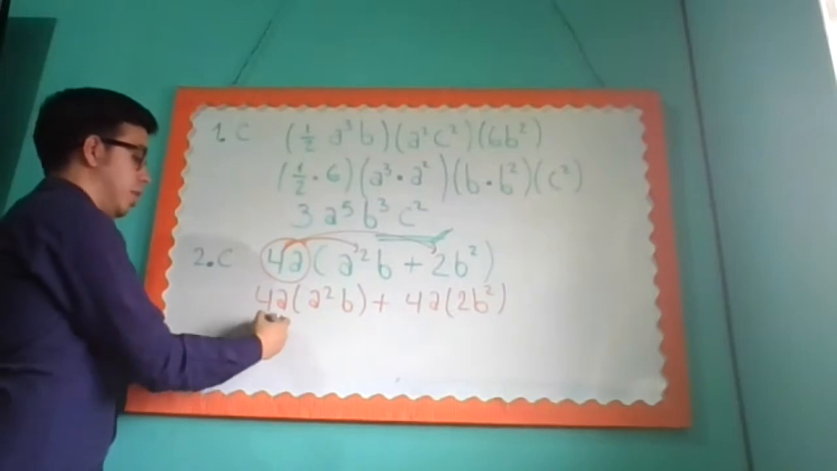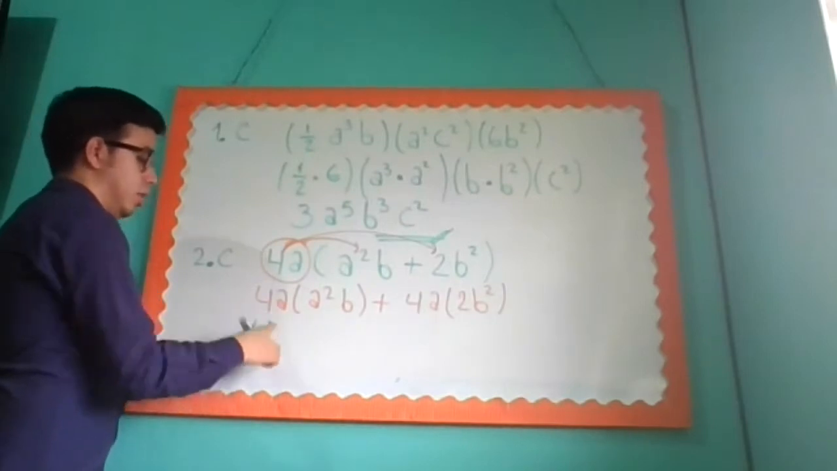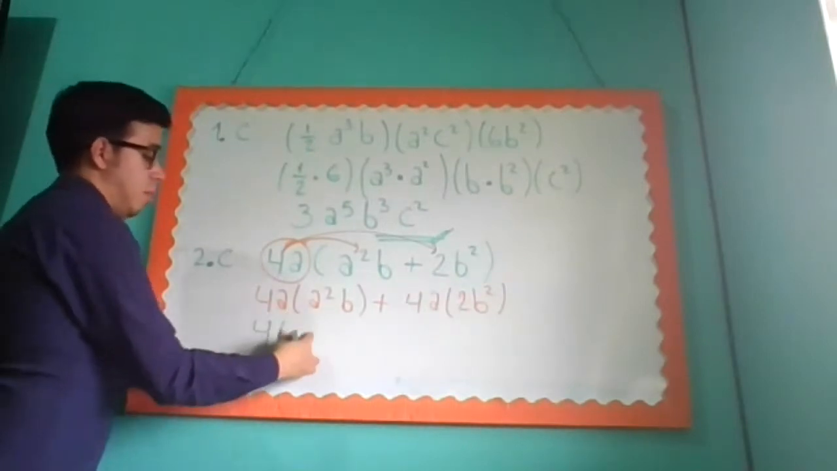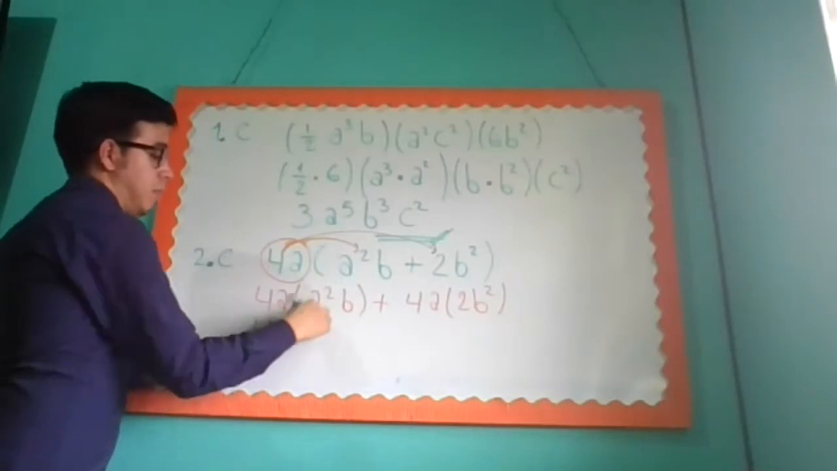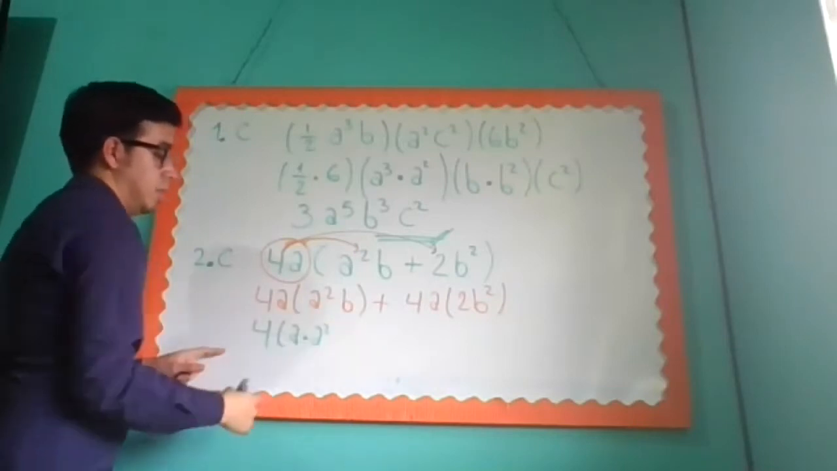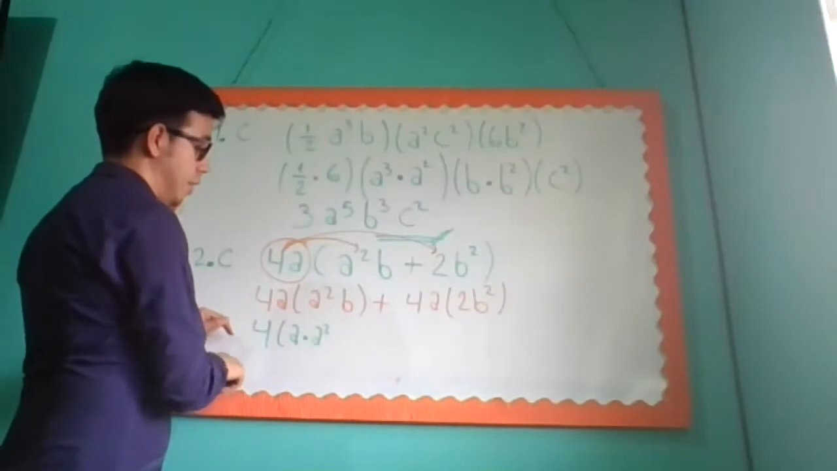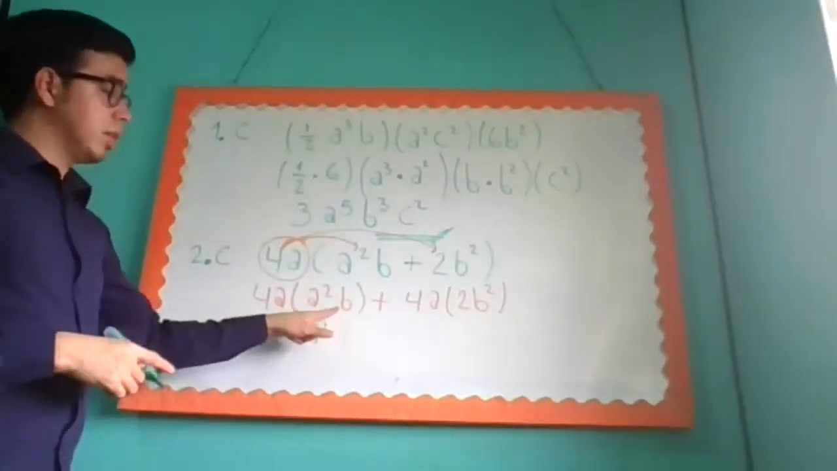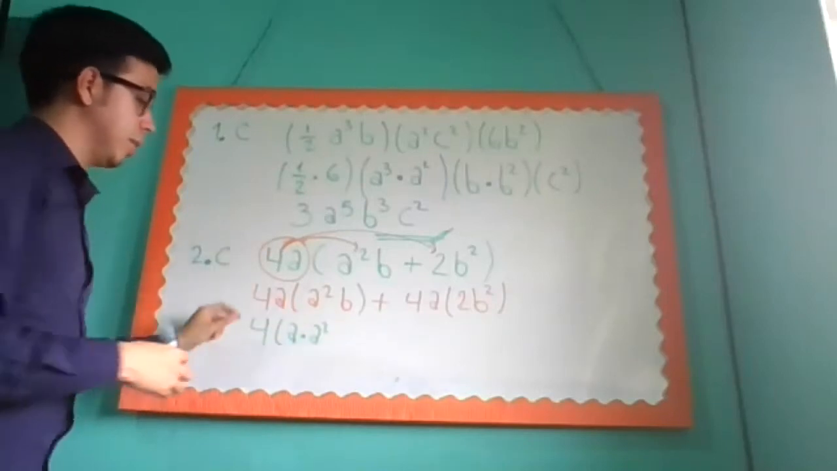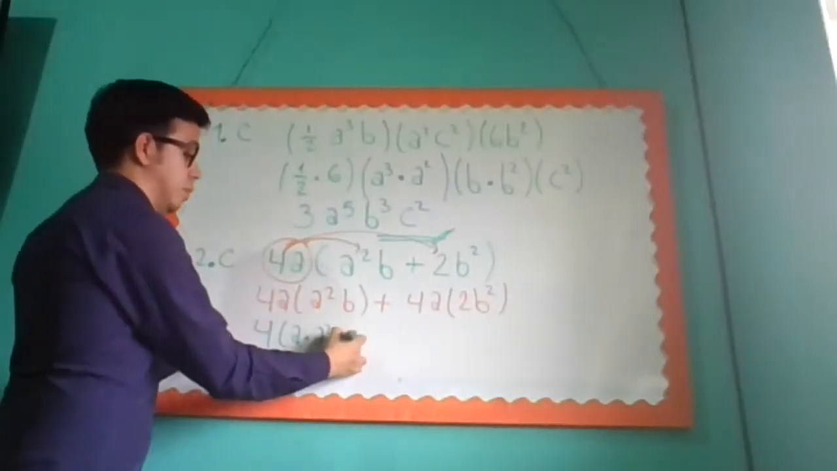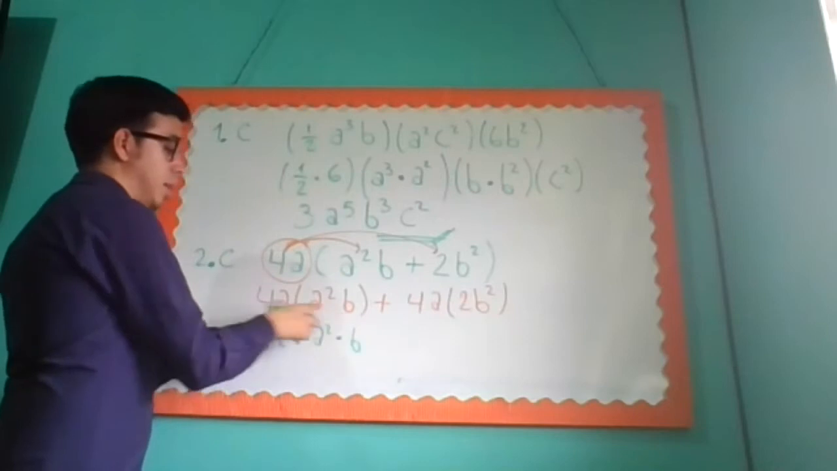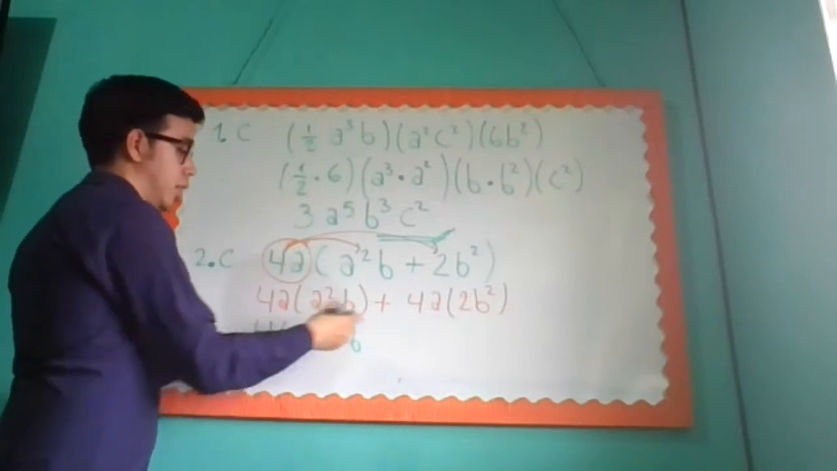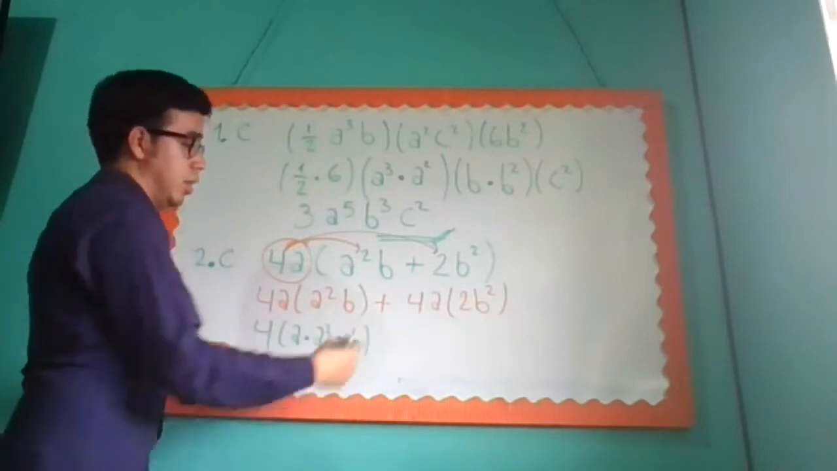We have 4 in here, a multiplying a to the power of 2, and I have the other part that is only b. I have only one b. Look at that, in here I don't have any, so I just copy this part.